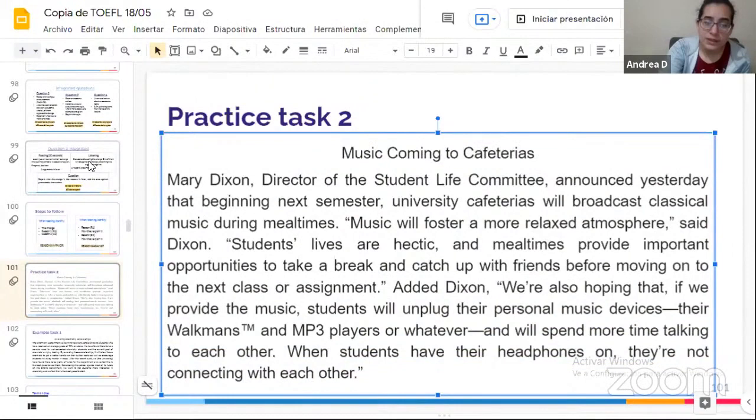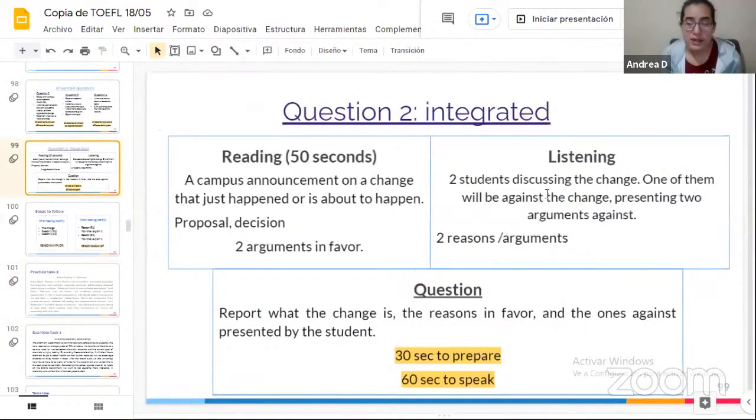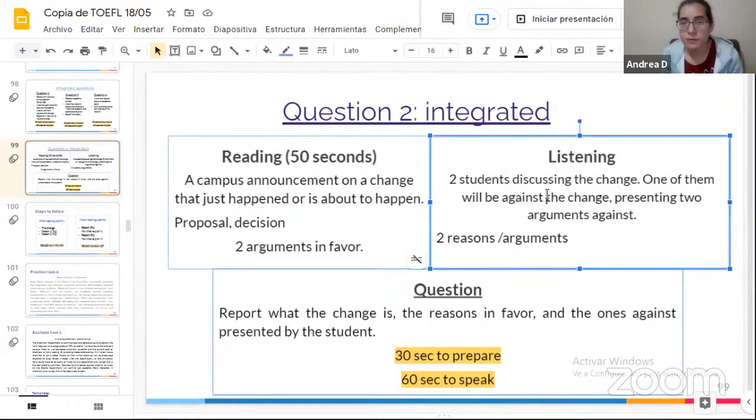After you read that, in the listening the students are going to be talking about the same thing, stating their position and explaining their opinion about the change. And then you just have to summarize everything.